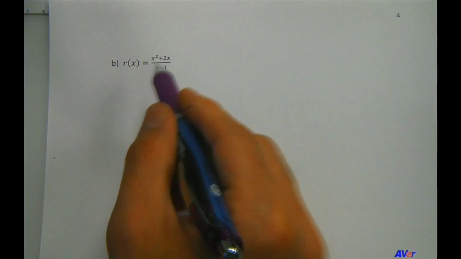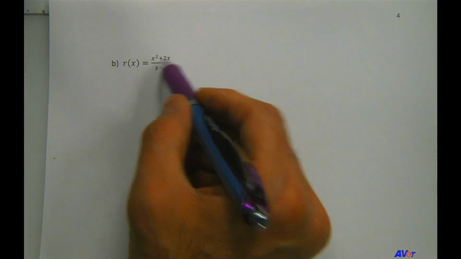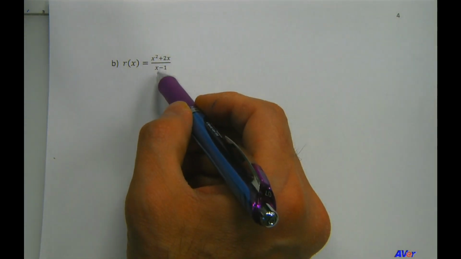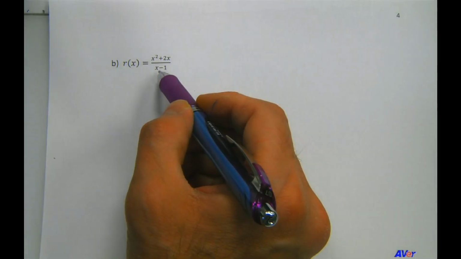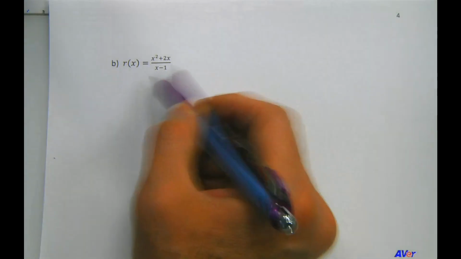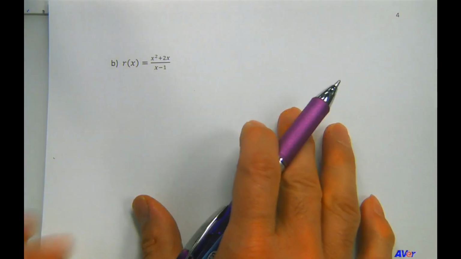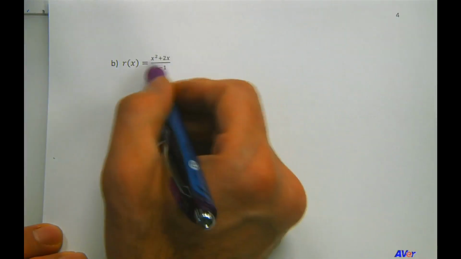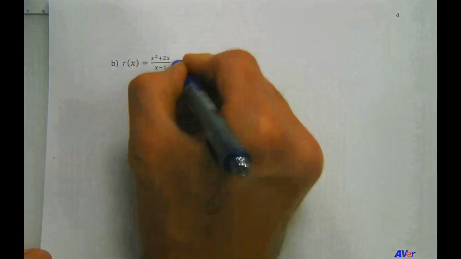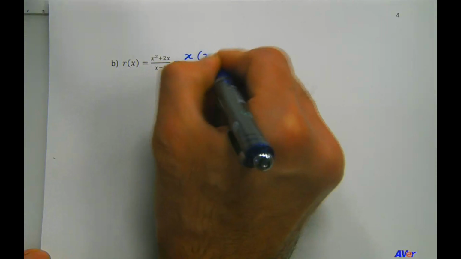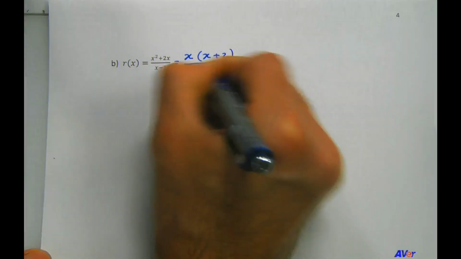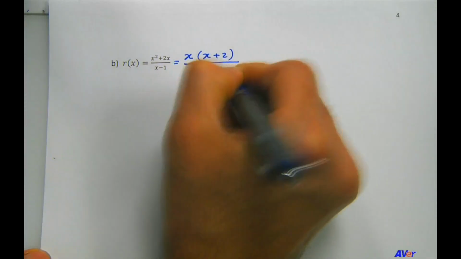Okay, so here we want to do the same thing. We're going to factor the numerator if it's applicable, factor the denominator if it's applicable, find the x and y intercepts, find the asymptotes, and then graph this function. Okay, so clearly we can factor the numerator. Let's do that. So this will be x times x plus 2 divided by x minus 1.